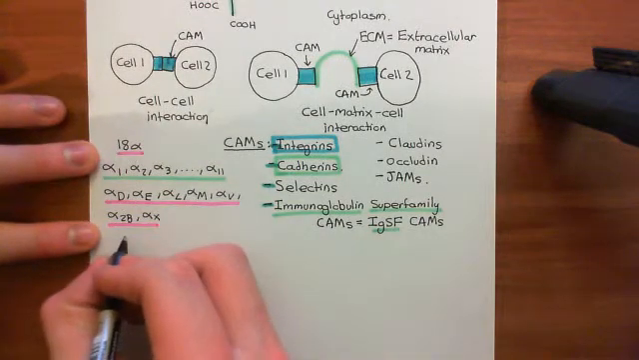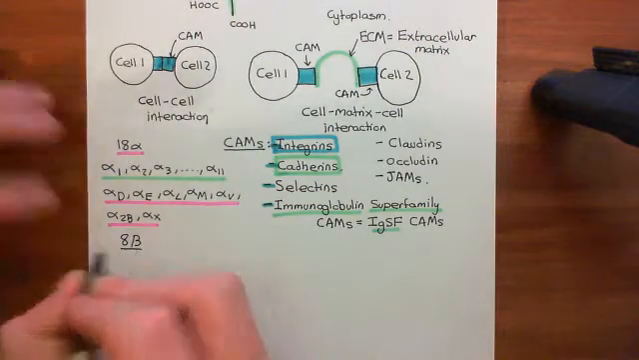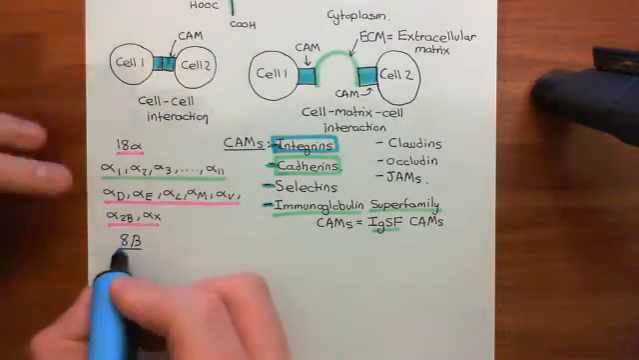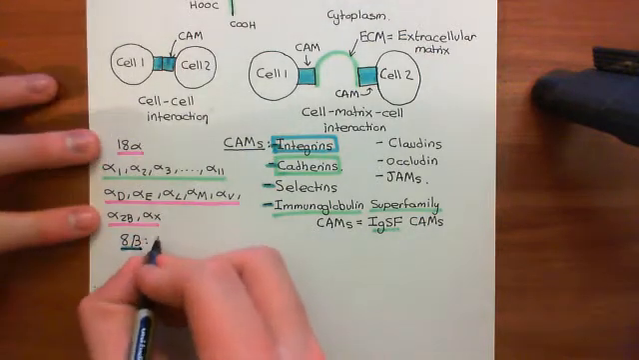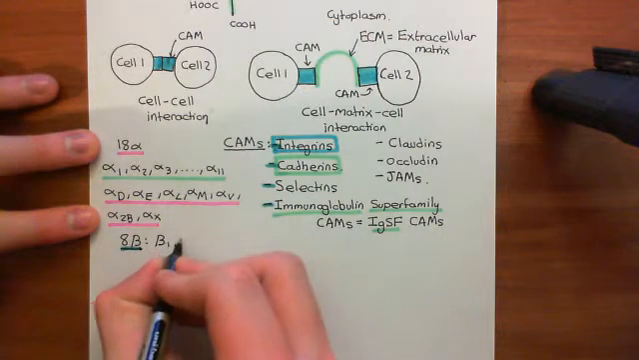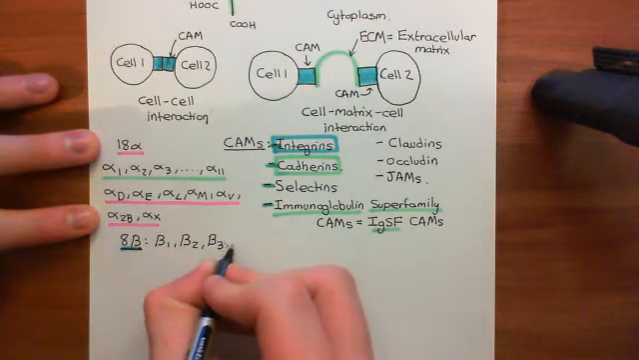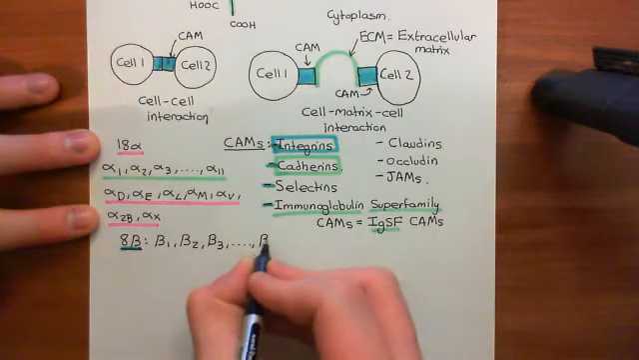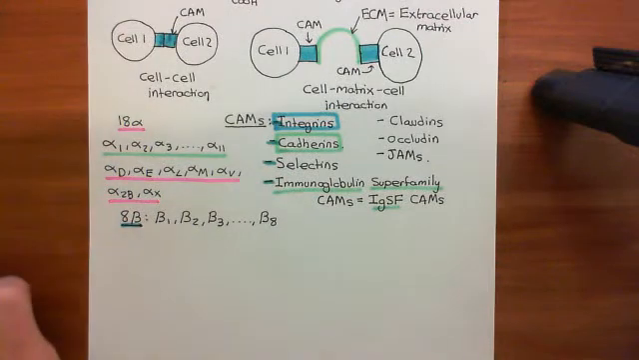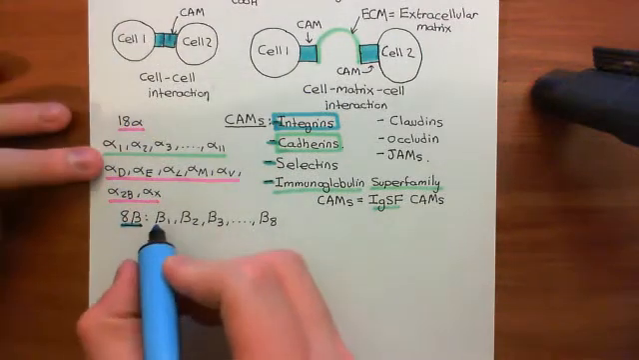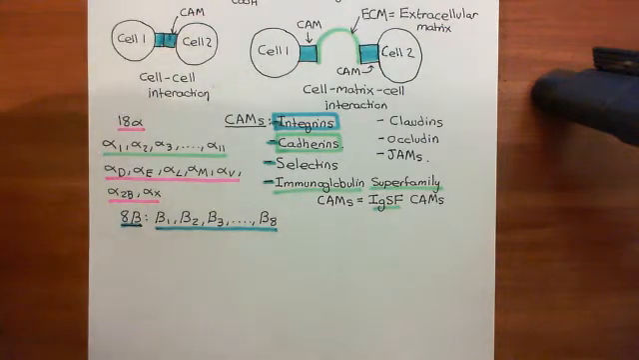Now let's talk about the 8 beta integrins. These have a very simple naming system. They are just called beta 1 through beta 8. So you have beta 1, beta 2, beta 3, all the way up to beta 8, and that completes the 8 different beta integrins. So those are the different alpha and different beta integrins.